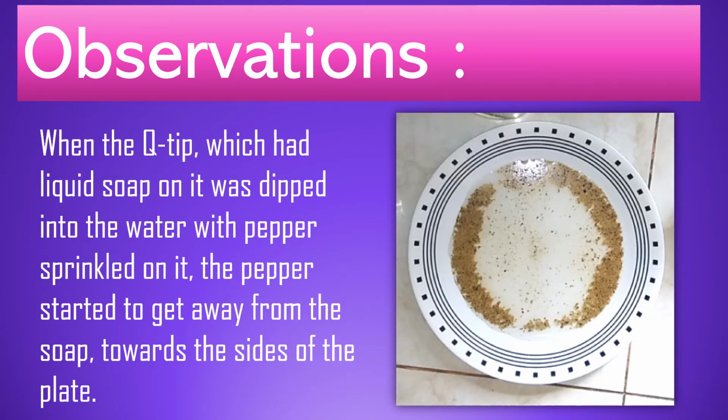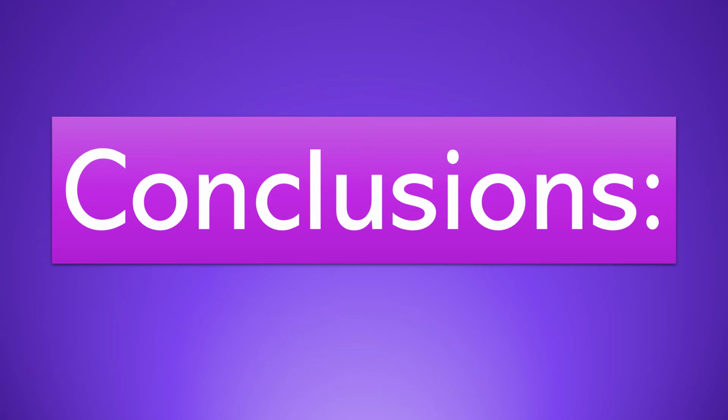Now let's look at the observations. When the Q-tip, which had liquid soap on it, was dipped into the water with pepper sprinkled on it, the pepper started to get away from the soap towards the sides of the plate. Now why does this happen? To fully understand the conclusion, first let's look at what surface tension is.